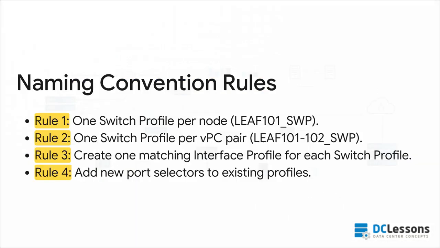So what's a good naming convention? It's really simple. Just follow these rules. First, one switch profile for every single leaf, and one switch profile for every VPC pair. Keep them separate. Next, for every single switch profile you make, immediately create an interface profile with the exact same name. That creates a perfect one-to-one mapping. And finally, and this is a big one, when you need to add a new port to, say, Leaf 101, don't make a new profile. Just go to the existing profile for Leaf 101 and add a new port selector to it.